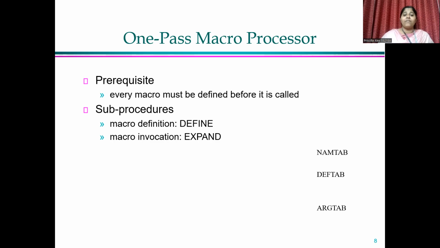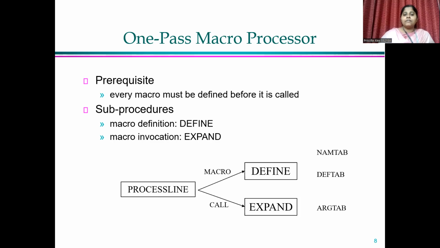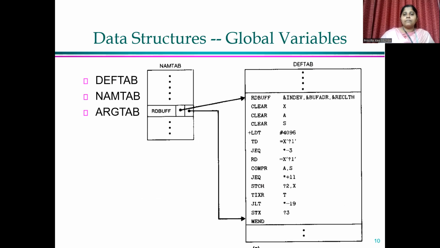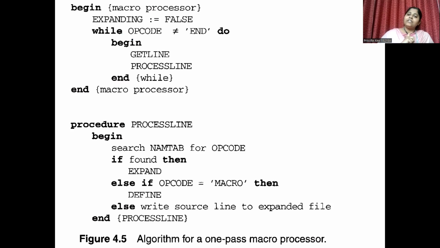But in the other case, that is the two pass assembler, at the first pass it will be just defining the macro function. And in the second pass, only the expansion as well as the invocation is happening.